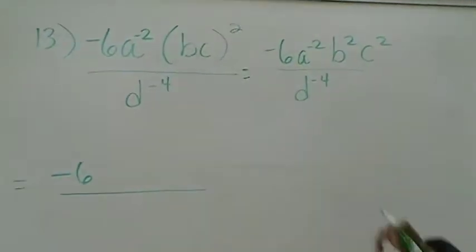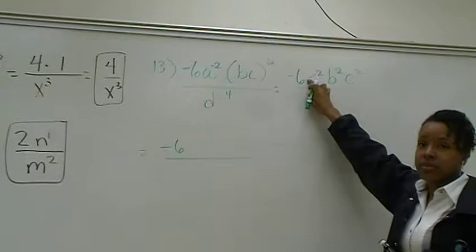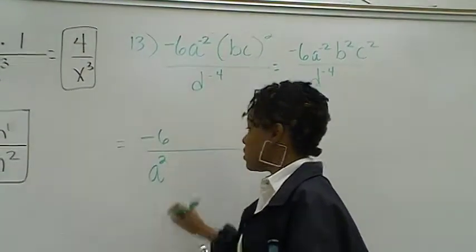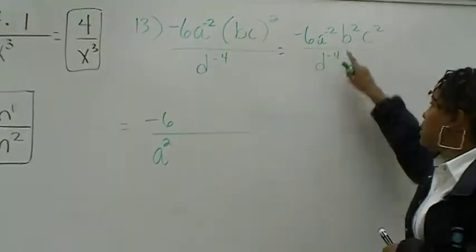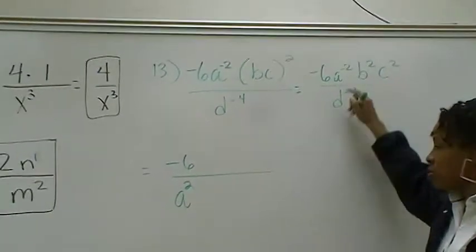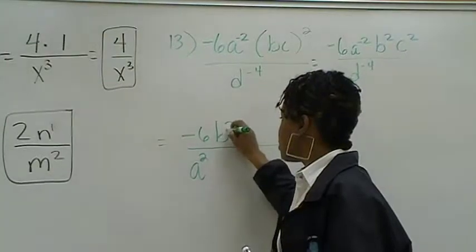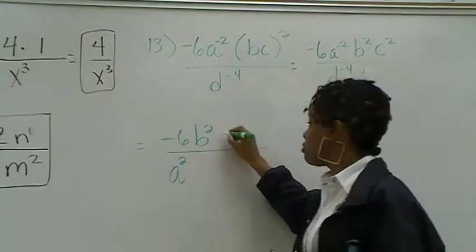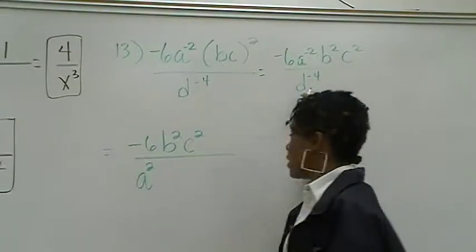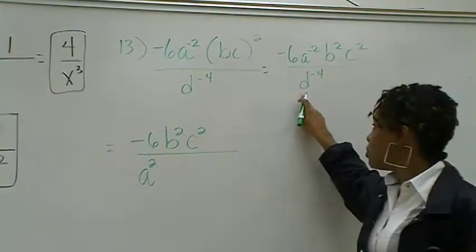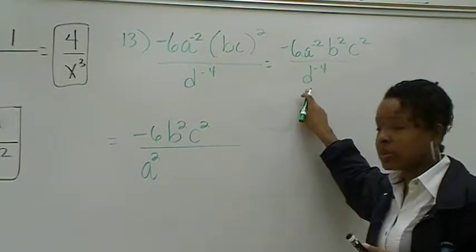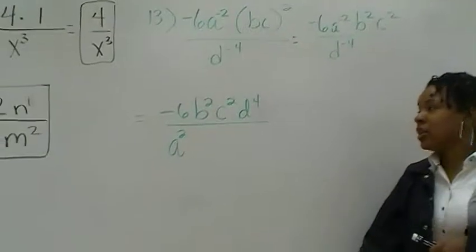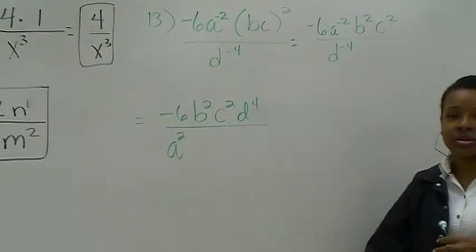Okay, so does this A have a negative exponent? Yes, so let's move it so we can make it positive. Does B have a negative exponent? No, so leave it alone. Does C have a negative exponent? No, so leave it alone. Does D have a negative exponent? Yes, so move it. It's on the bottom, so where do we move it? Move it to the top. That's positive. And believe it or not, that's the answer.